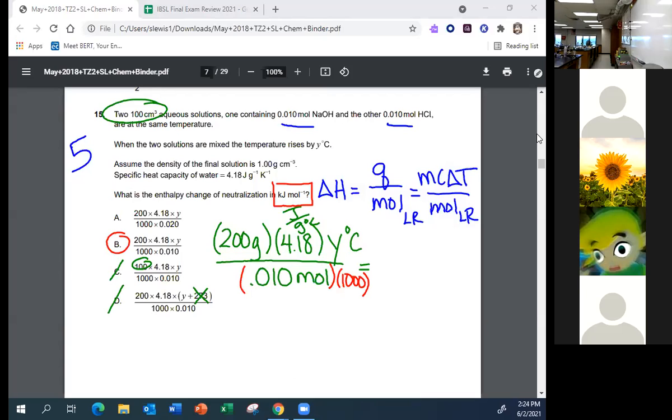Okay, so what do we have here? You want to make sure you double the mass. You put the total mass there. And you want to make sure you use only the moles of one of the reactants, the limiting reactant. Oh, and you also want to make sure that you don't add 273 to an MC delta T problem for a delta T.